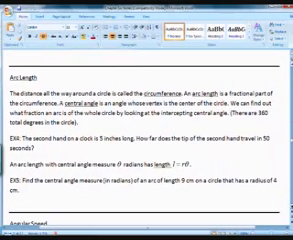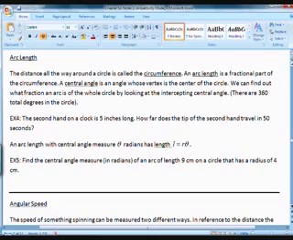Arc length. Obviously, we need to go back and review some of our 8th grade math real quick, because we don't know what circumference is. So, it says the distance all the way around a circle is called circumference. An arc length is a fractional part of the circumference. It's the length of an arc.